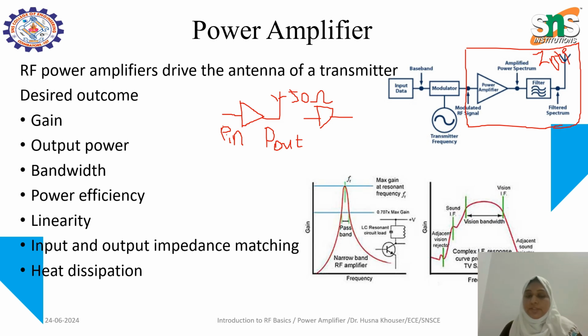There are some desired parameters. Here we can see the first is gain. Gain is nothing but Pout by Pin. That is, when it reaches the receiver, we have to get that amplified power.